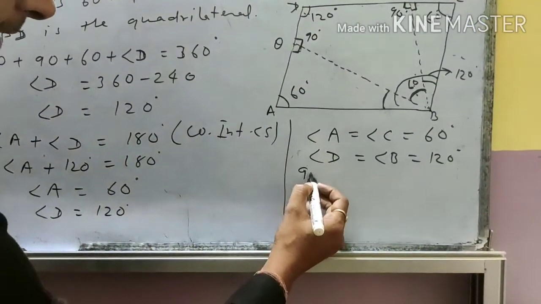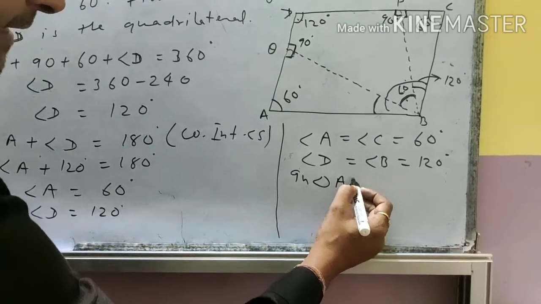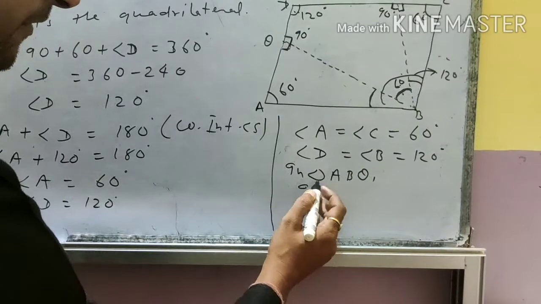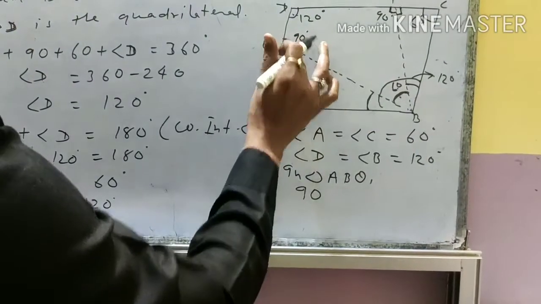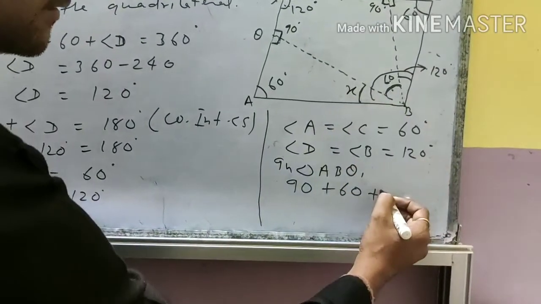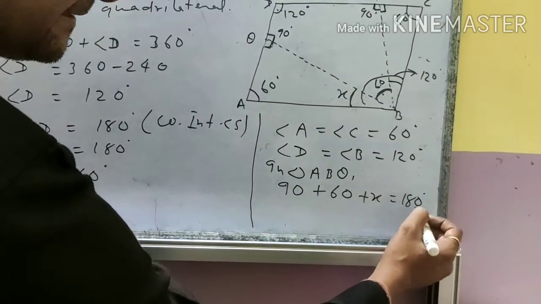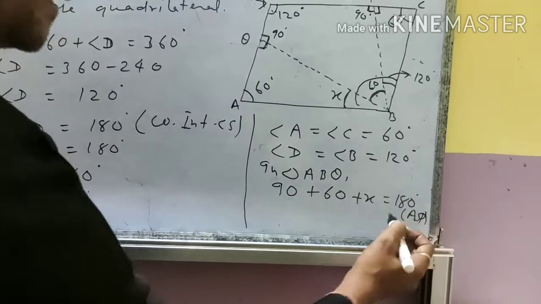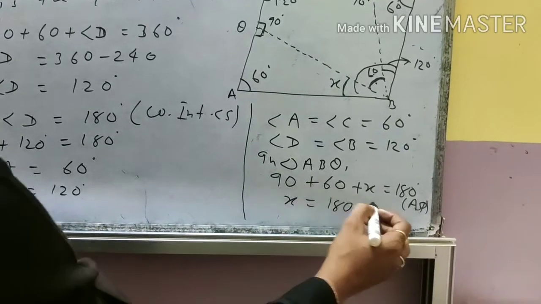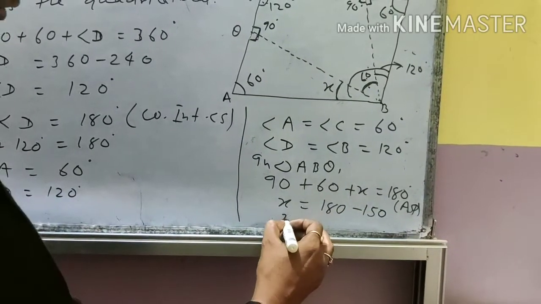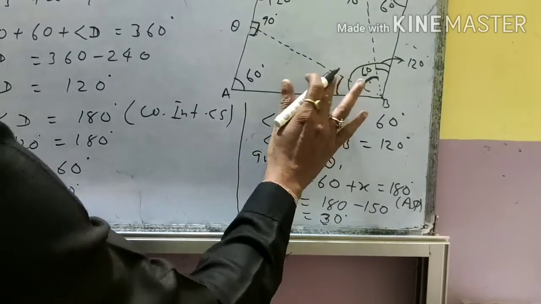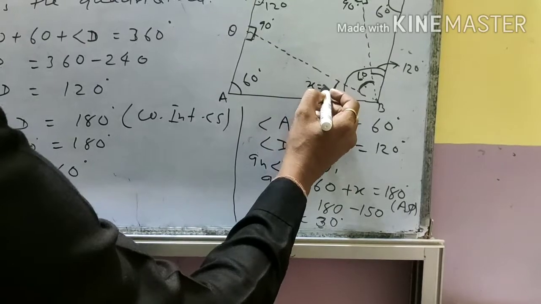Here, student, in triangle ABQ, look at the triangle ABQ. 90 degree plus 60 degree plus, suppose this angle is x, plus x is equal to 180 degree by ASP, the angle sum property. So x is equal to 180 minus 150. So here x is equal to 30 degree. So this value is equal to 30 degree.